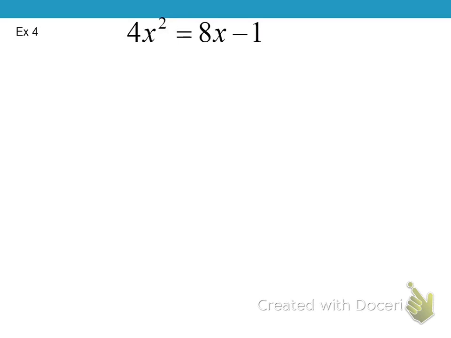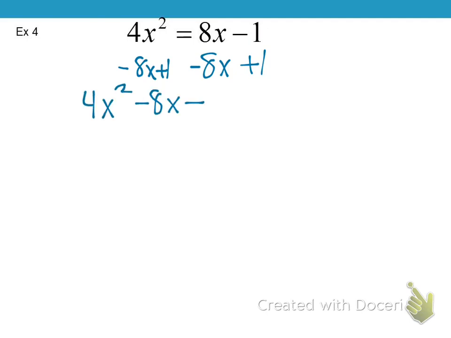Number 4. I always like to keep the number with the x squared positive. Equals x, 8. So what should I do? Subtract 8x and add 1. I just said that. Good. So I have 4x squared minus 8x plus 1 equals 0.